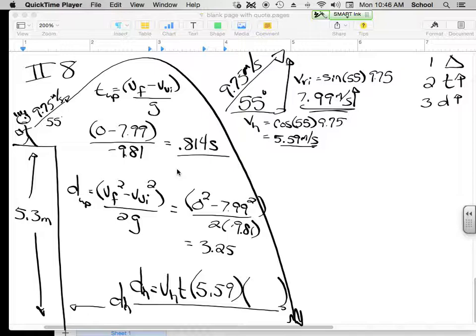So we get 3.25. Now, is that how far I'm going to fall? That's the highest point. That's how high I got above the building, so now I need to take this height and add it to this one. So step 4 is I need to add my d's together. So I'm going to have my 5.3 and I'm going to add 3.25 and that's going to give me 8.55.